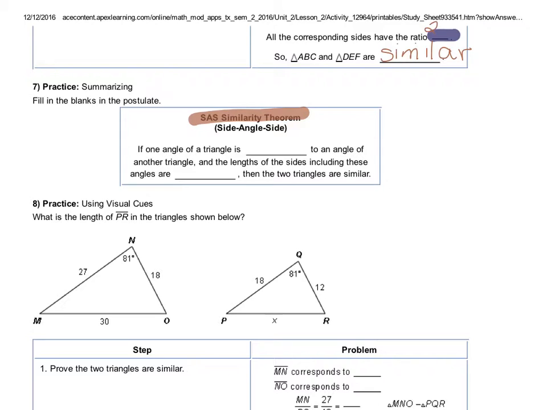All right, so let's read it. It says, if one angle of a triangle is congruent to an angle of another triangle, and the lengths of the sides including these angles are proportional, then the two triangles are similar. Give me a second to write this down. Okay, so I went ahead and wrote it down.